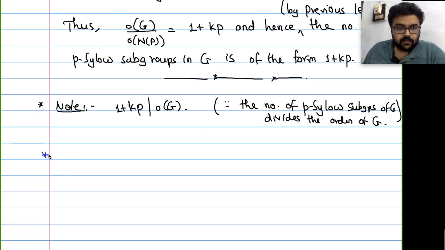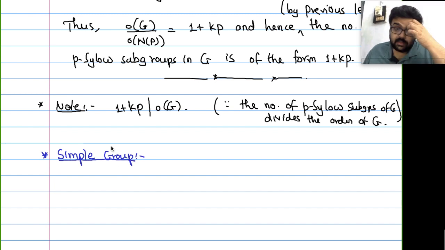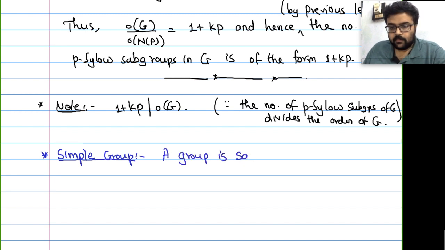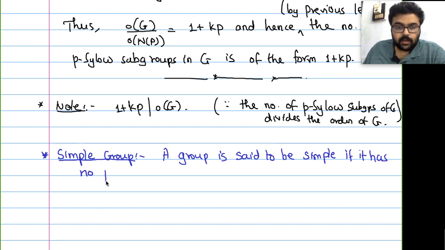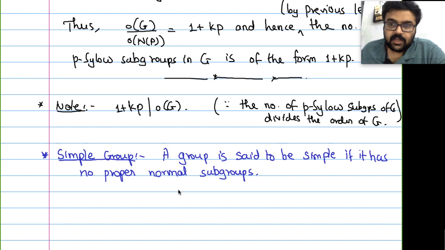But before that, we need to consider this definition of simple group. What is a simple group? We should have considered this earlier, but since now we are going to study the application part, we are going to introduce it now. So a group is said to be simple if it has no proper normal subgroups. Right, so a group is simple if it has no proper normal subgroups.